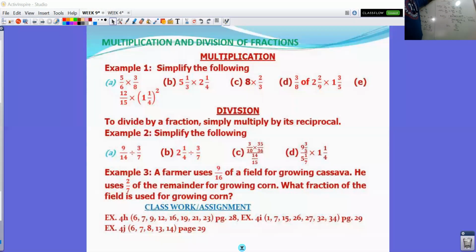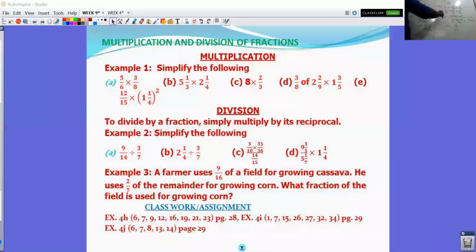The question says 3 over 10 times 35 over 36, everything over 4 over 15. So what we are going to do, we are going to rewrite this over as division. So we write 3 over 10 times 35 over 36 divided by 4 over 15. Having done that, we can now change this division sign into multiplication. And like I explained, if you change the division sign into multiplication, then you bring the denominator up and the numerator down. That means 4 over 15, you reinvert them. 15 will go up, then 4 will come down like I have here.